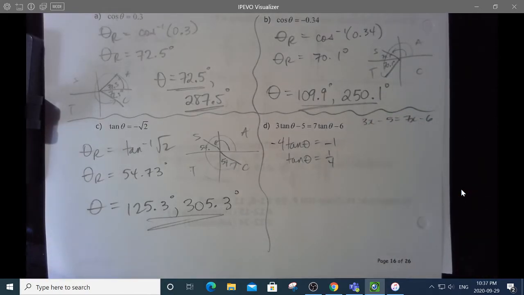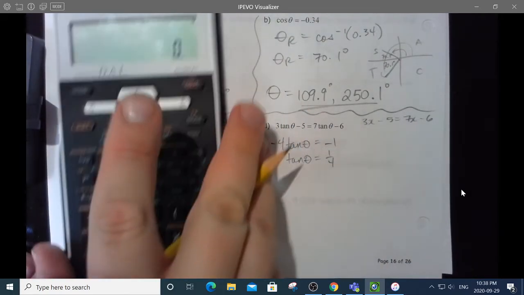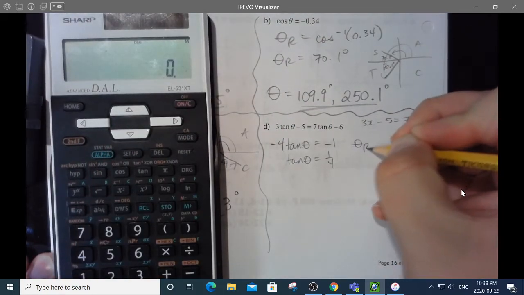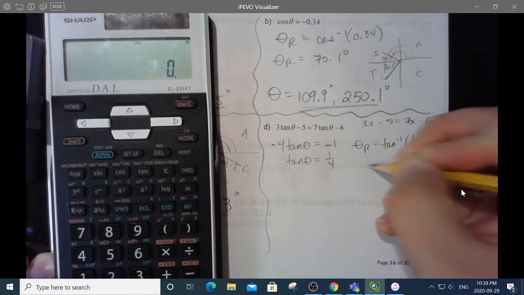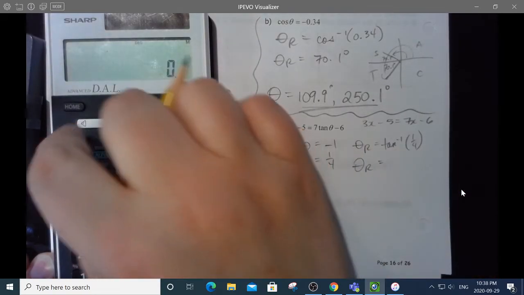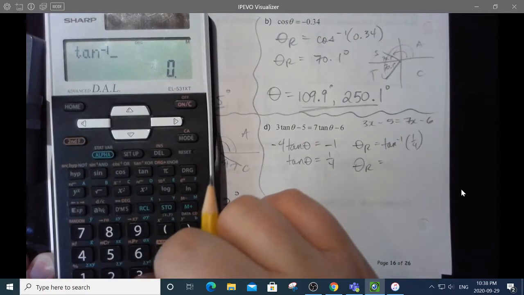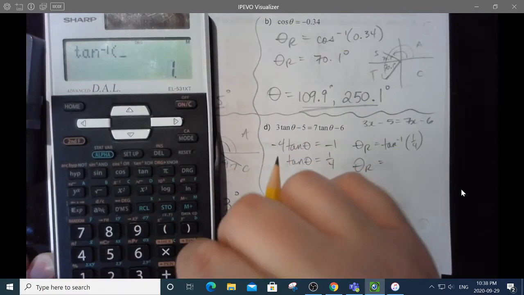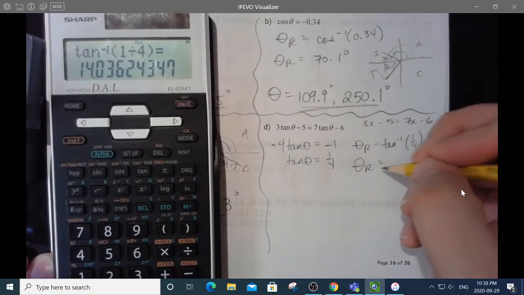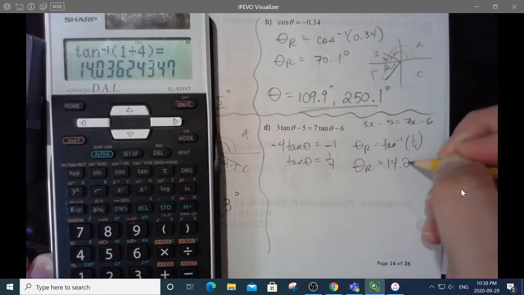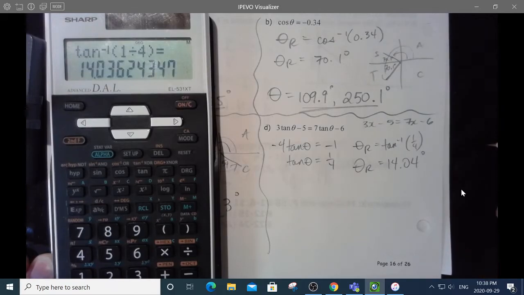Is 1/4 one of the special things on my unit circle? No, it is not. So once again, I got to use my calculator. So I would like theta r to be the inverse tan of 1/4. I know it's 0.25, but I'll show you that fractions work too. 14.03 degrees, or 0.4, I guess, if I rounded it to 2 places.